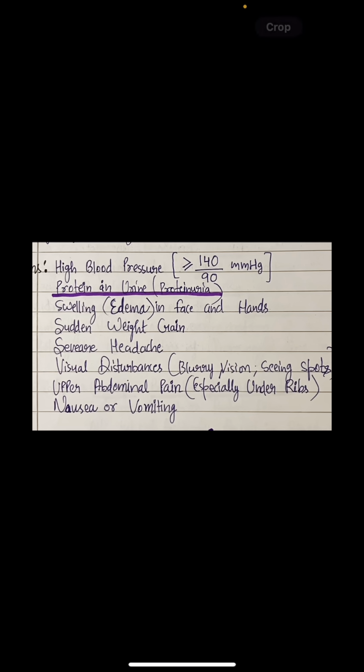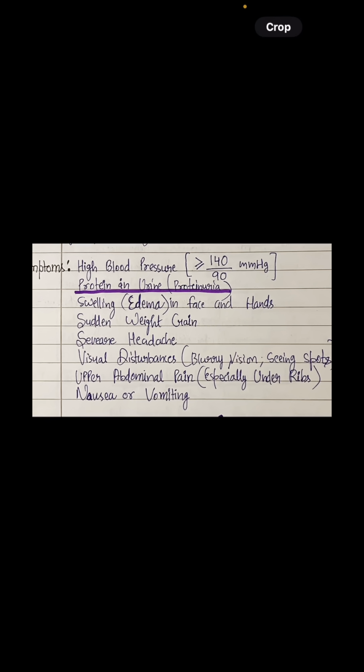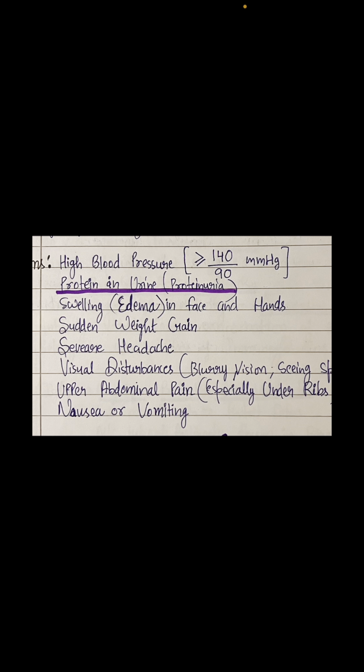The main symptom to remember is high blood pressure. Protein in the urine can be there. Protein in the urine, swelling, edema of the face and hands, sudden weight gain, severe headache, visual disturbance, upper abdominal pain. So a lot of problems for the pregnant woman.